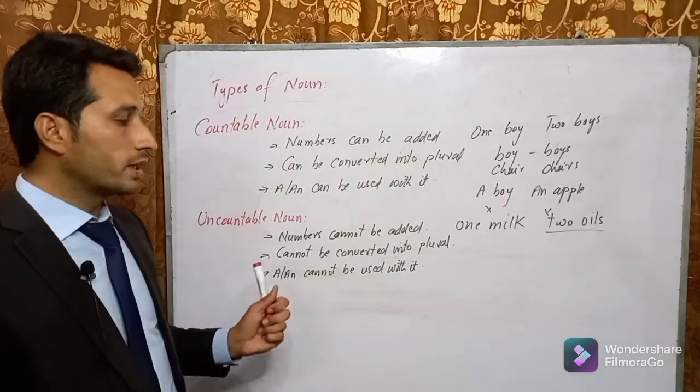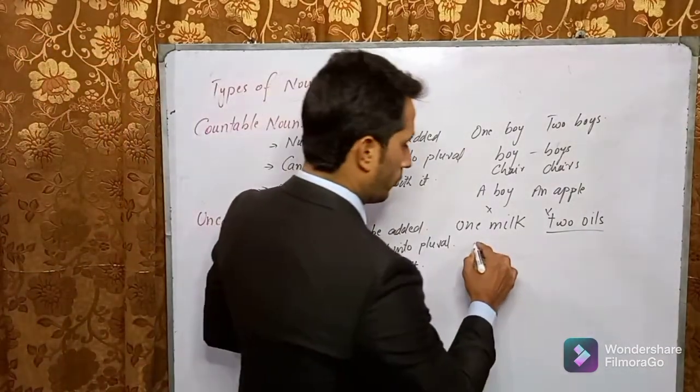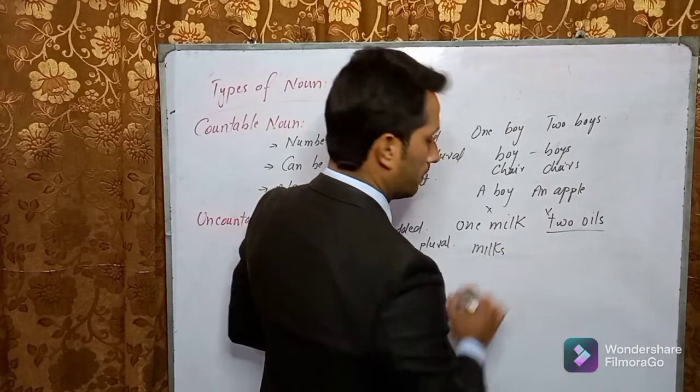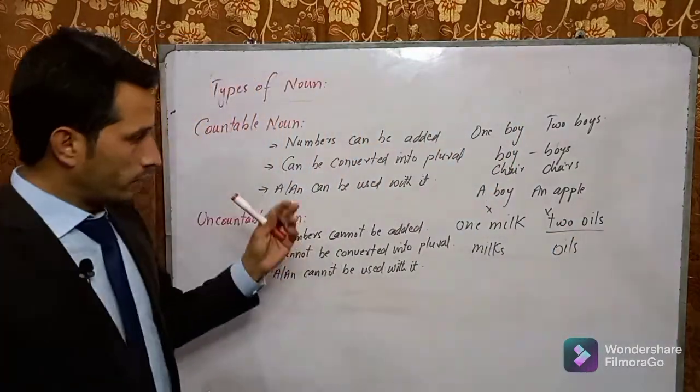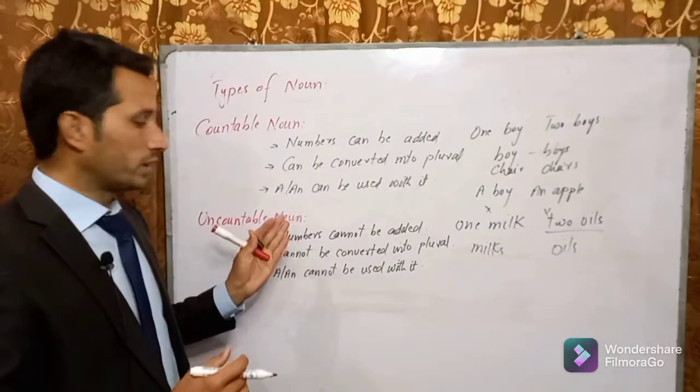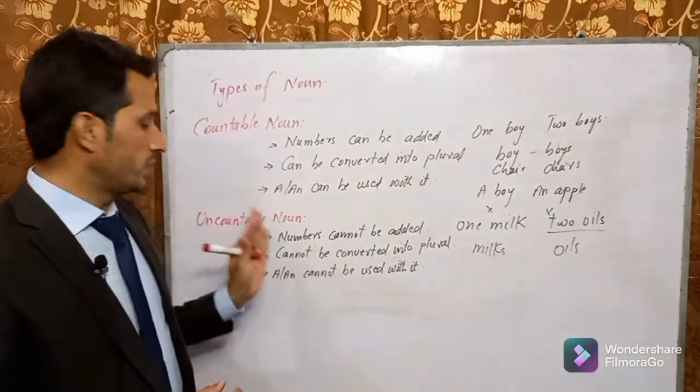Second, cannot be converted into plural. We cannot say milks. We cannot say oils. So if we cannot make a noun plural, that is supposed to be uncountable.